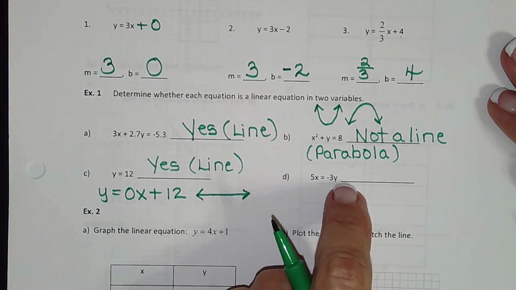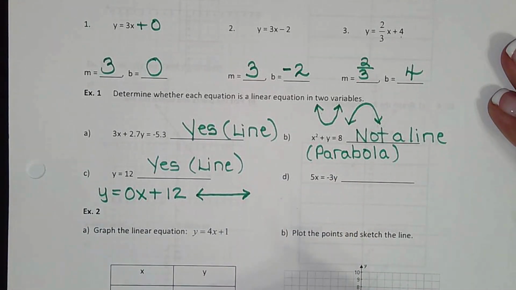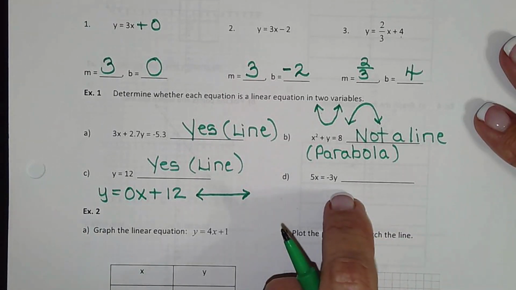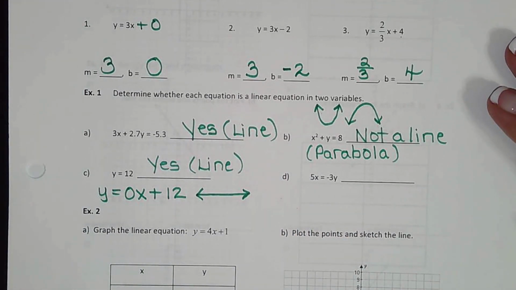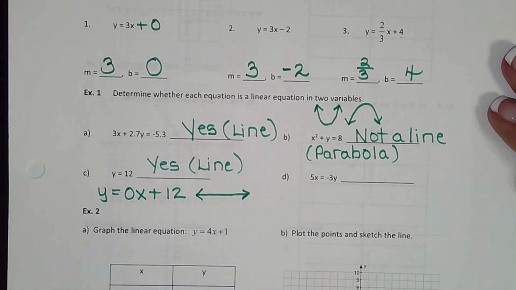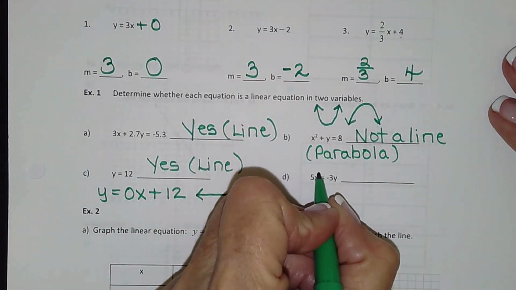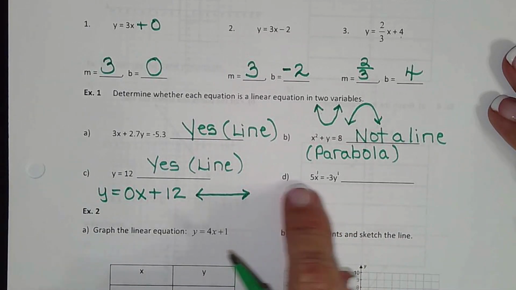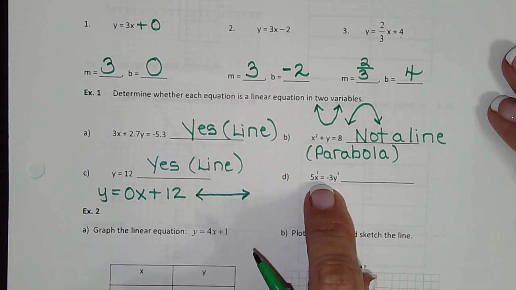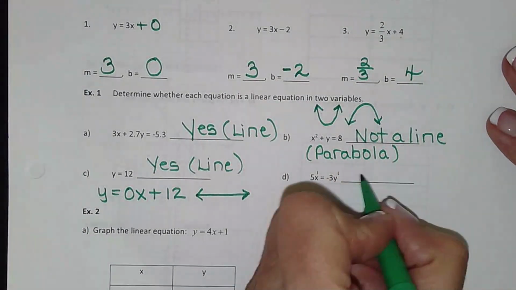And this one can also divide both sides by 3, and you get y equals -5/3 x plus 0. So yep, this one can be written too. Basically, the moral of the story is there can't be any exponents. If there's exponents, it's not going to be a line. If the highest exponent is 1 and the x's and y's aren't multiplied together, then it's a line.